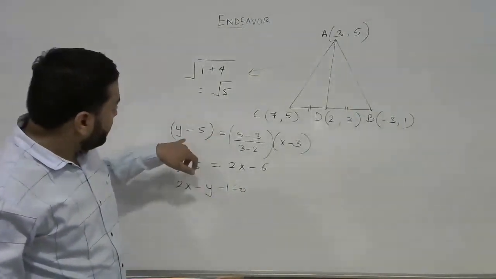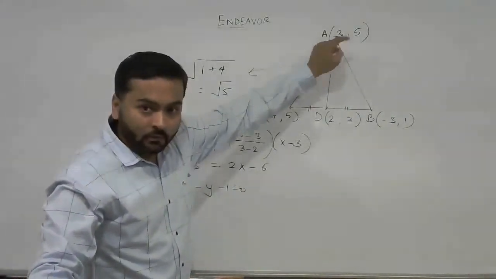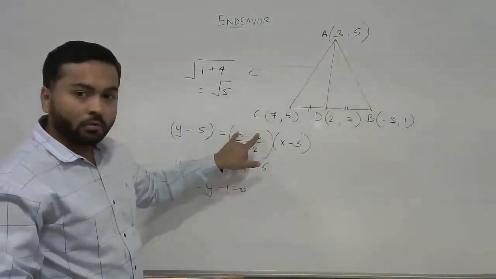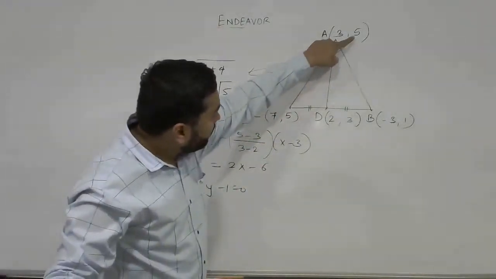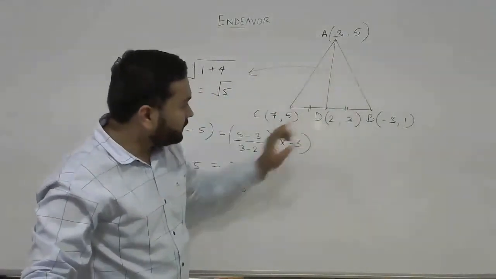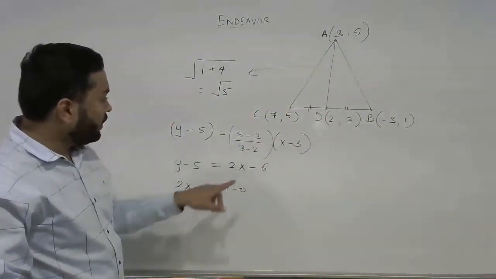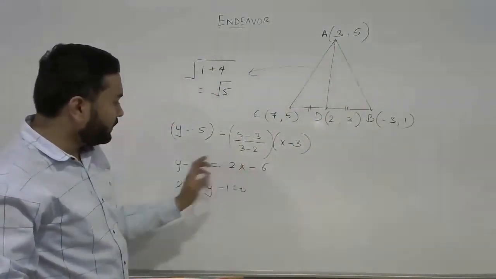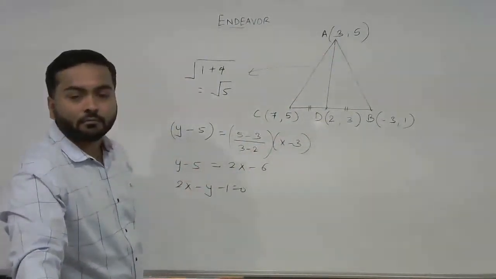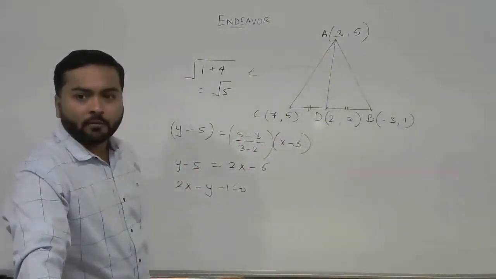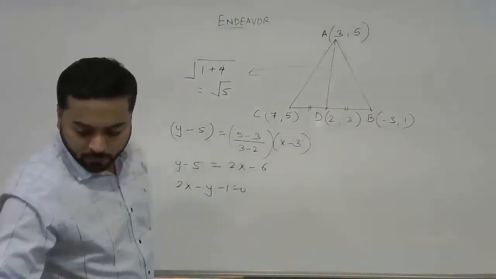I'll repeat it. It is y minus y1 into the slope, which is this minus this upon this minus this, right? Into x minus x1. Correct? So this is 2 upon 1, and when you open this and simplify, you get this. Clear everyone with this? Okay.